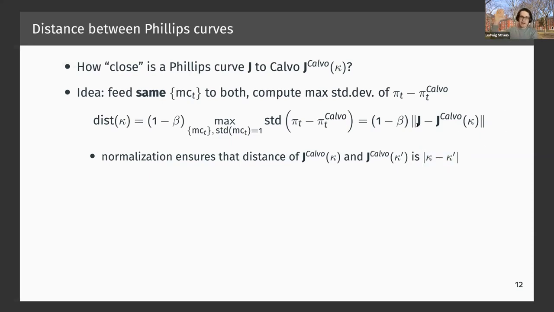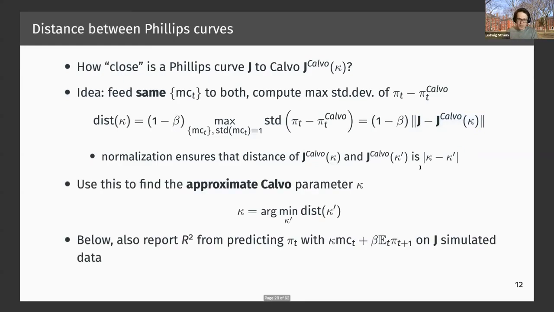So for any kappa, we can compute this matrix norm, and then we see what the distance is. And what we're going to do is kind of natural. We're then going to compute the minimizer of this distance. So we're going to compute the kappa that gives us the best possible fit of the Calvo model to the menu cost model. Okay, so this is what we're going to do now.